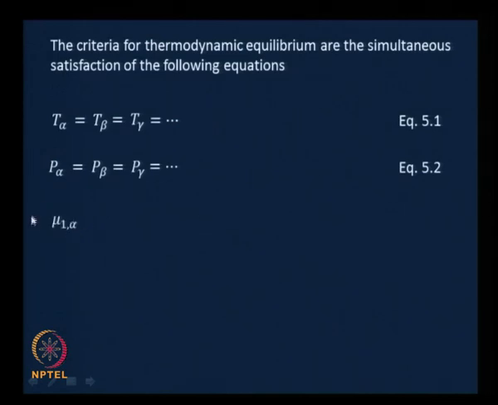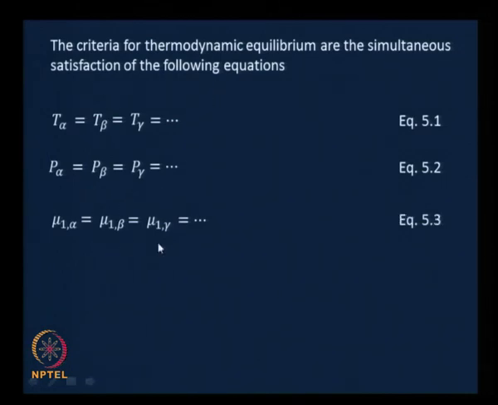Also, remember the chemical potential that we talked about. The chemical potential of component 1 in the alpha phase, note this, we are talking of chemical potential of a certain component in the alpha phase, mu 1 comma alpha, must equal the chemical potential of the same component in the beta phase, that must equal the chemical potential of the same component 1 in the gamma phase and so on and so forth. In other words, the chemical potential of a certain component must be the same in all the phases that are present at equilibrium. We will call this equation 5.3.